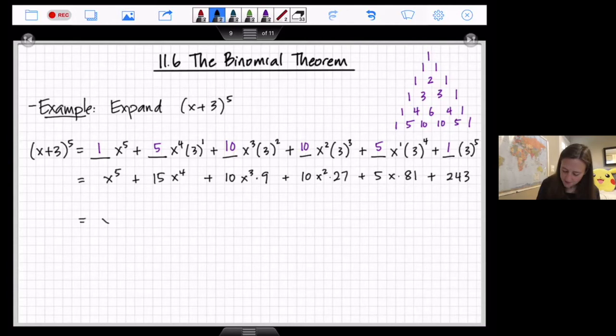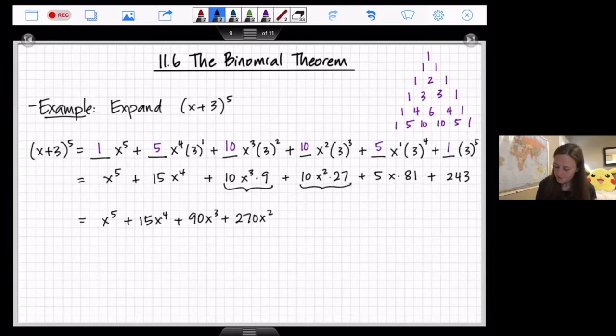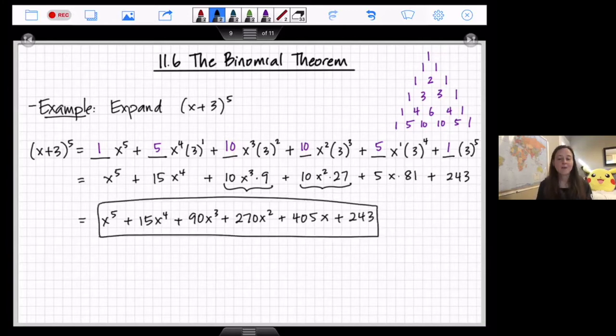I've got x to the fifth plus 15x to the fourth. In my third term, I'm going to multiply 9 times 10. We get 90x cubed. And I get 270x squared from that term. 5 times 81 is 405 times x. And then the last one was 243. And although that was a lot of work, I'm kind of glad I didn't have to do that by multiplying x plus 3 out 5 times.